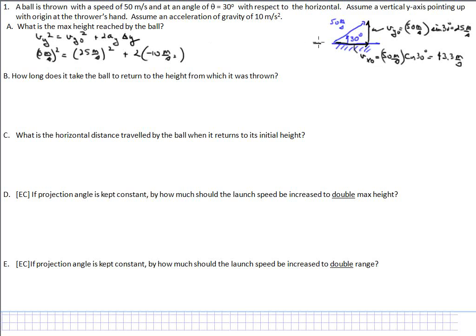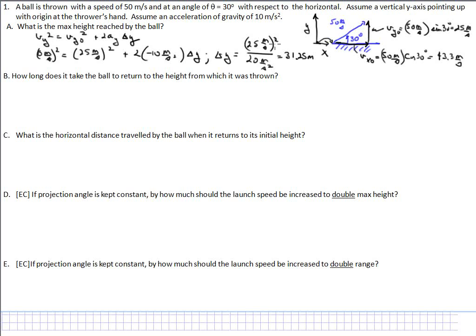A coordinate system I'm assuming is this one right here, y upwards, and the x is in this direction, and I'm assuming that the origin is actually right where the ball gets launched. And I'm going to solve this equation for delta y. And so if I do that, the negative signs will cancel, and I will get delta y is equal to 25 meters per second squared over 20 meters per second squared, and that gives 31.25 meters.